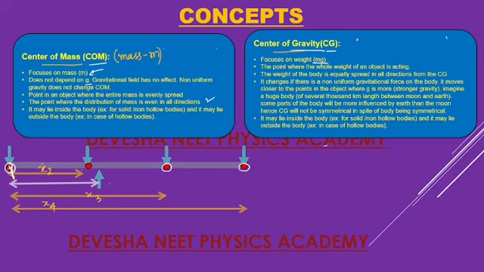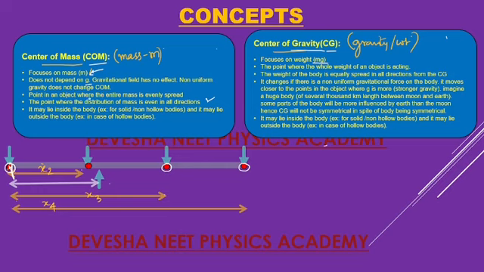Center of gravity, as the name suggests, talks about gravity, or the weight. Center of mass focuses on mass. This does not depend on g, which is the gravitational acceleration. So the gravitational field does not have any impact on center of mass. Whether it is non-uniform gravity or uniform gravity doesn't matter; COM will not be impacted, right?